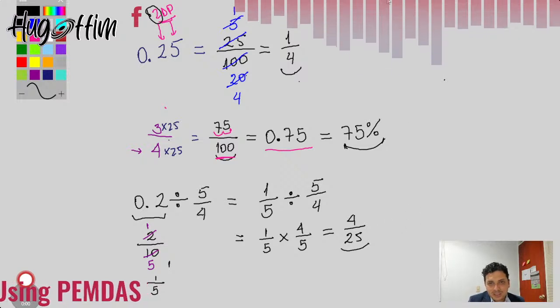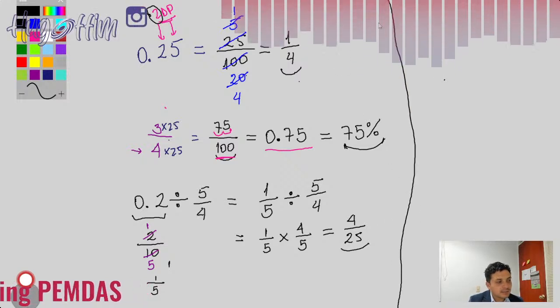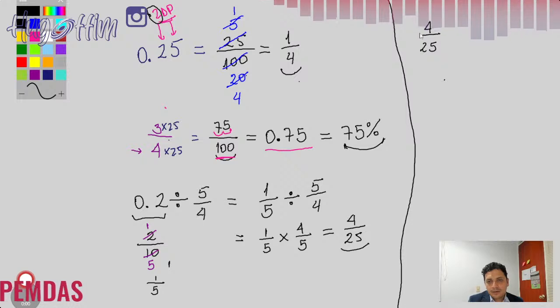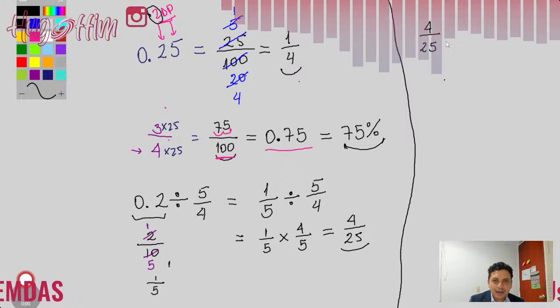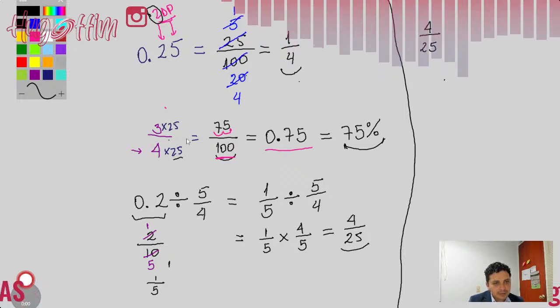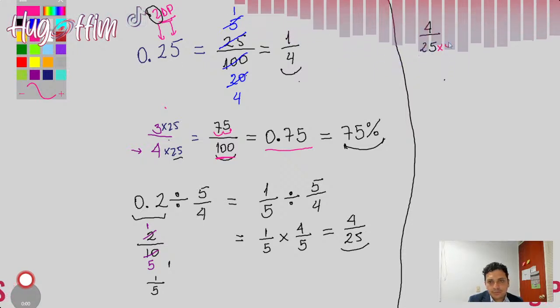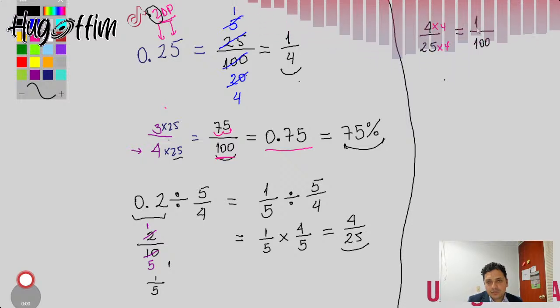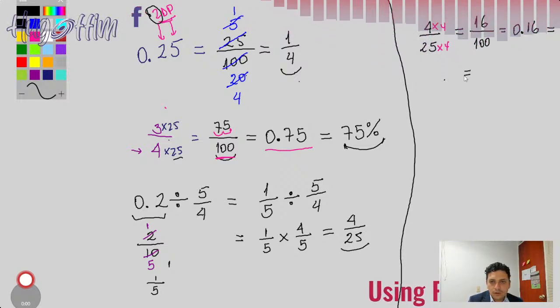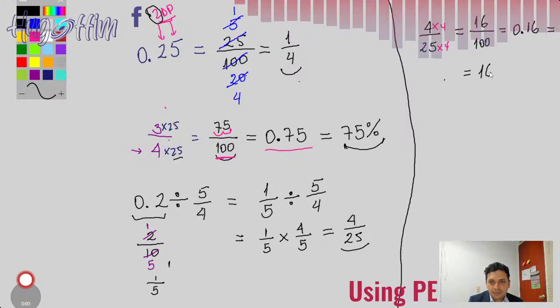Oh, but I require the answer as a decimal. So if you need it as a decimal, find a number that you can multiply by 25 to get a power of 10. In this case, I already found it, look: 25 times 4 is 100. So I'm going to multiply by 4. 25 times 4 is 100, and 4 times 4 is 16. So I'm going to get 0.16. Or if you want it as a percent, 16 over 100 means 16%.